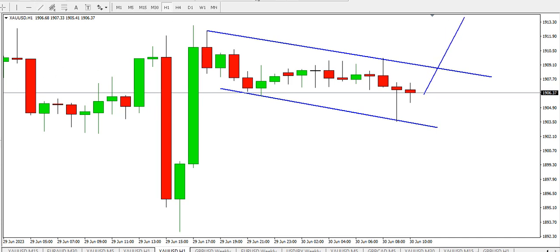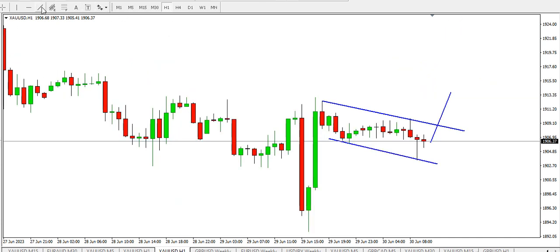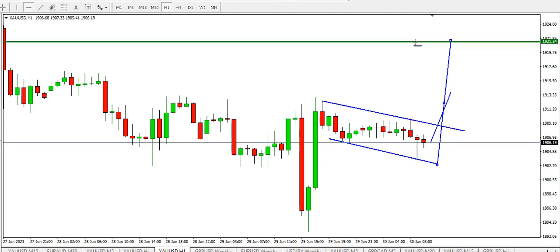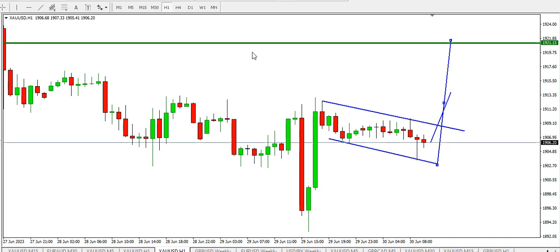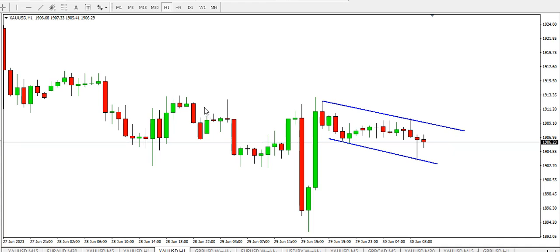So if this flag is going to break out to the top side, let's see what we might likely have. This is the flagpole. It's going to break out to the top side, and we have something like this. Price might likely get to the 1920, 1921 level. So that's that for the 1-hour time frame.